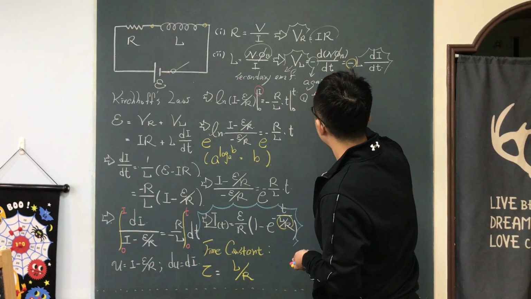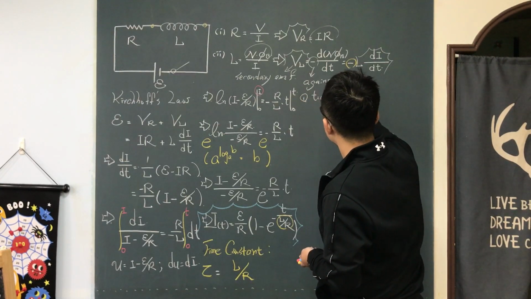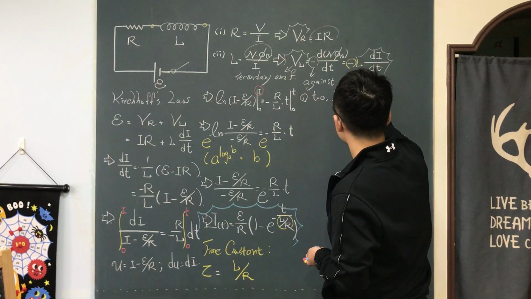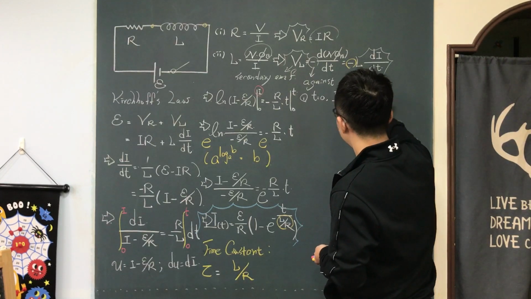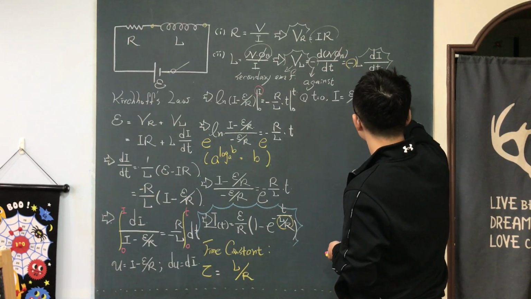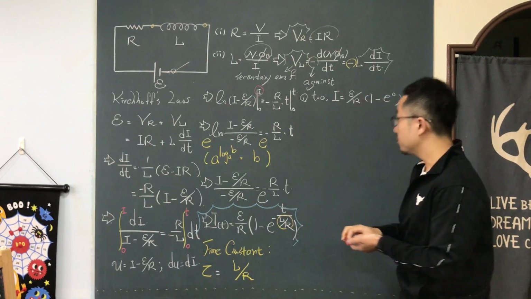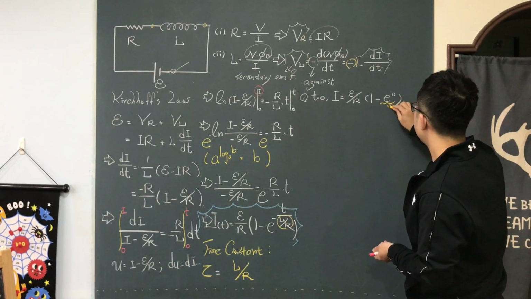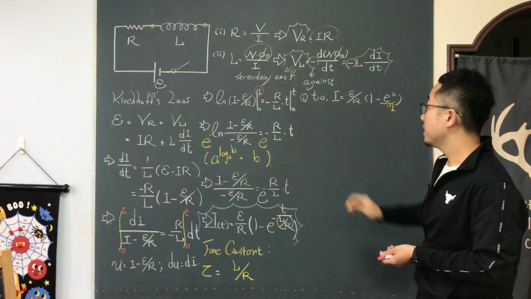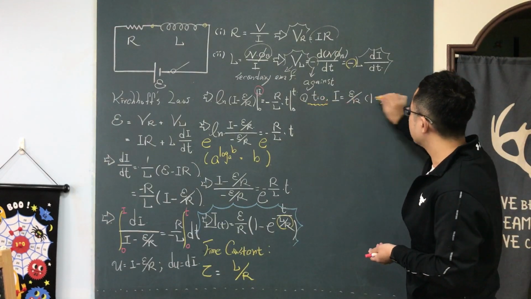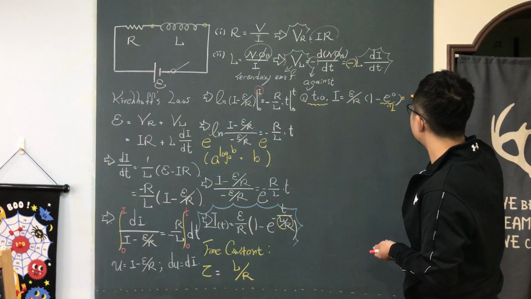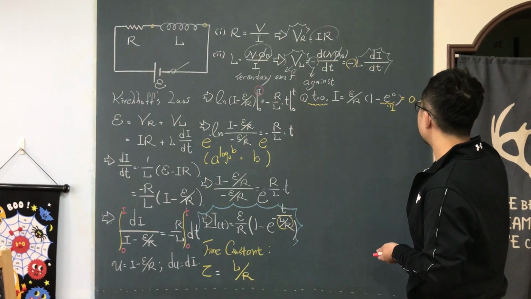First, at time equals 0, your current I is equal to E over R times 1 minus e to the 0. And anything to the 0 power is 1. So at time equals 0, there's no current that could ever pass through your inductor.